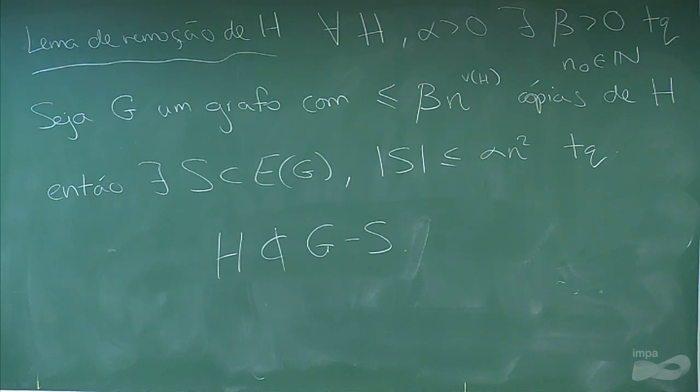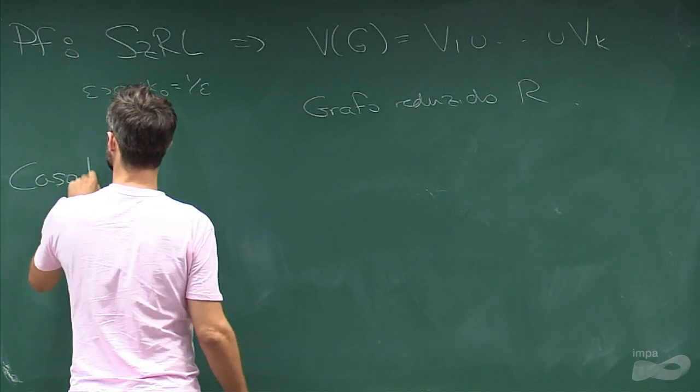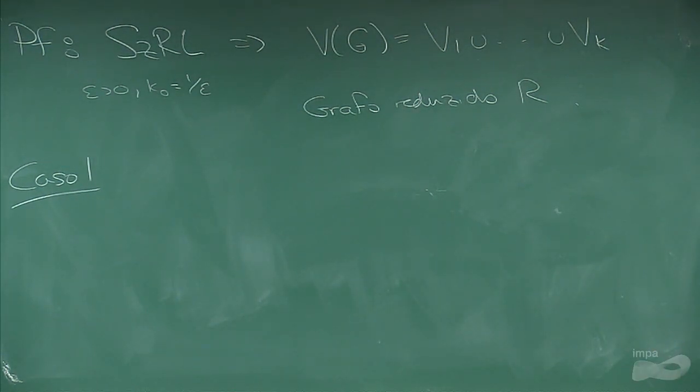So what's the proof? You tell me the proof. Szemerédi: epsilon is going to be small, k0 is 1 over epsilon. So we have this partition V1 through Vk, and we have the reduced graph. Maybe I don't even need to write the definition of the reduced graph anymore. So what are the two cases? If there is a clique, you can use the embedding lemma again.